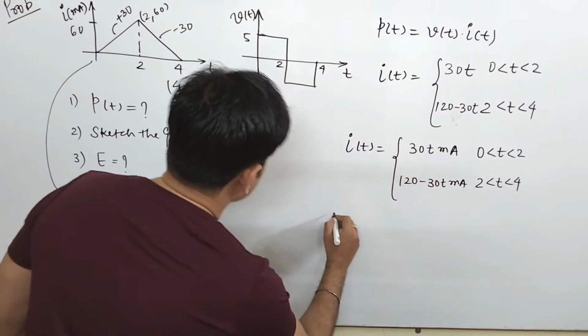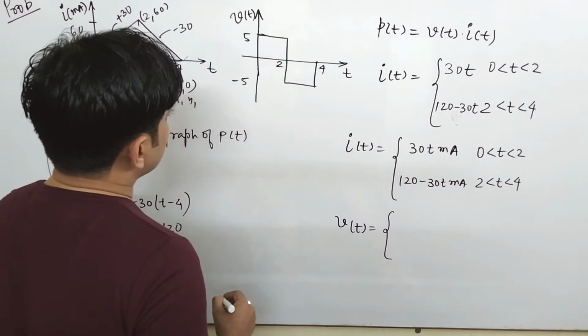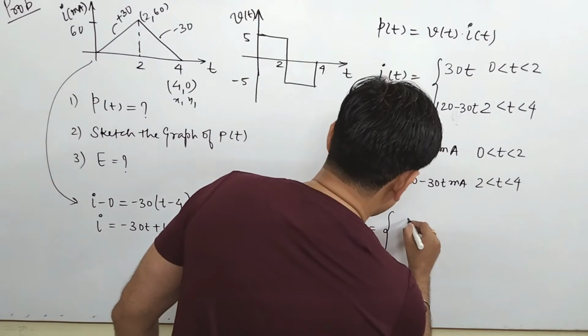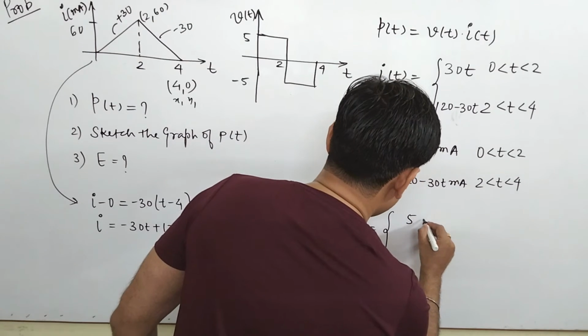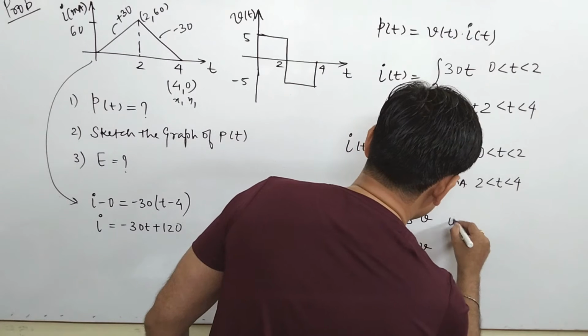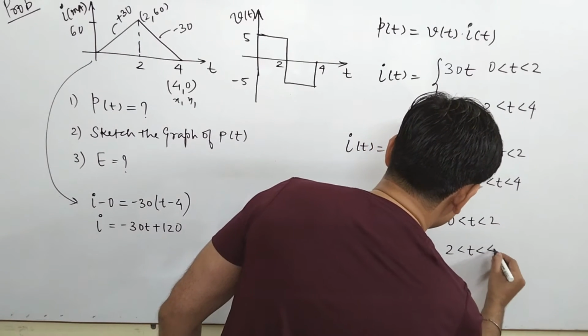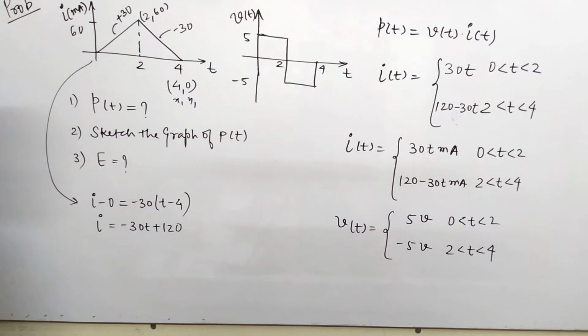Similarly, we can find the value of V(t) also. You can write V(t) directly as 5 volt for 0 < t < 2, and minus 5 volt for 2 < t < 4. So very simply you find the values of V(t) and I(t). Now you multiply them and try to get the value of P(t).